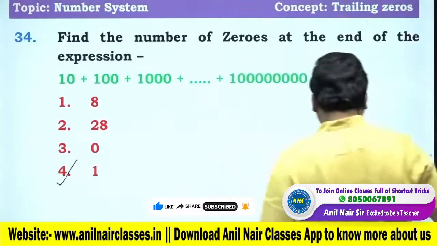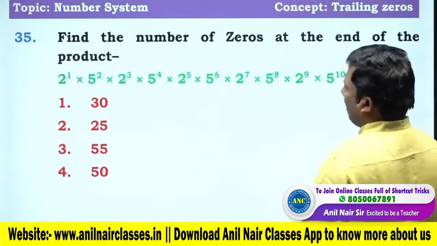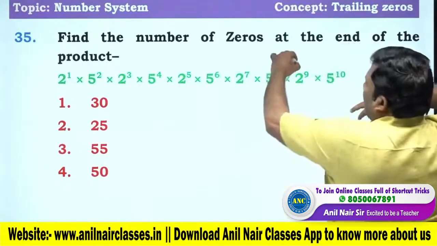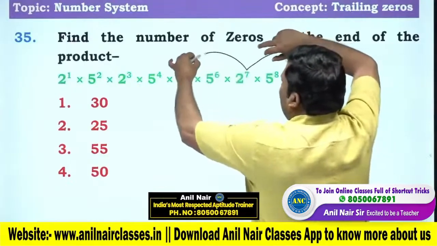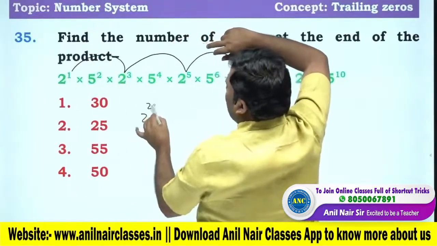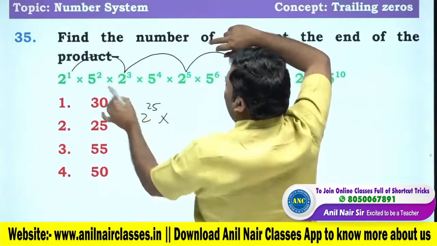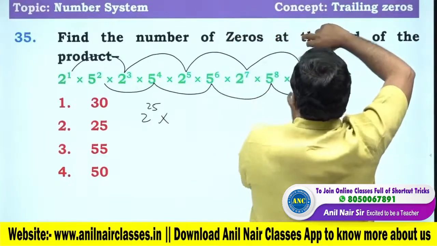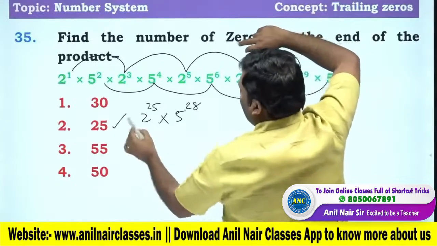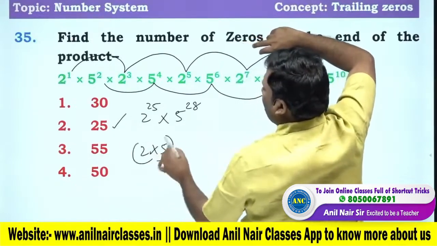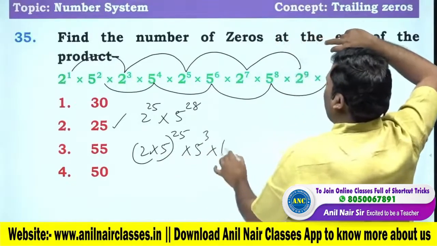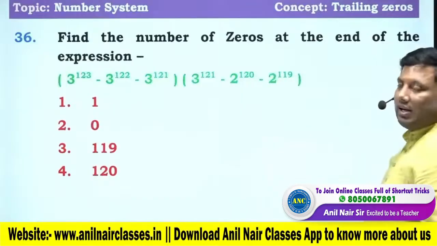This question we already discussed. The largest number is higher than the smallest number. So how many zeros will this be? 9 plus 7, 16, 21, 24, 25. This is 2 power 25. 6, 10, 18, 28. 5 power 28. So the least will be 25. 2 into 5 power 25 into 5 power 3 into K. Answer will be 25. Till here clear, right?